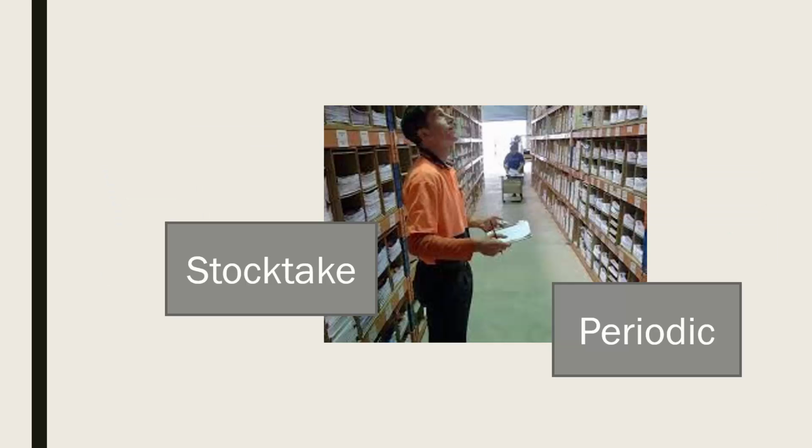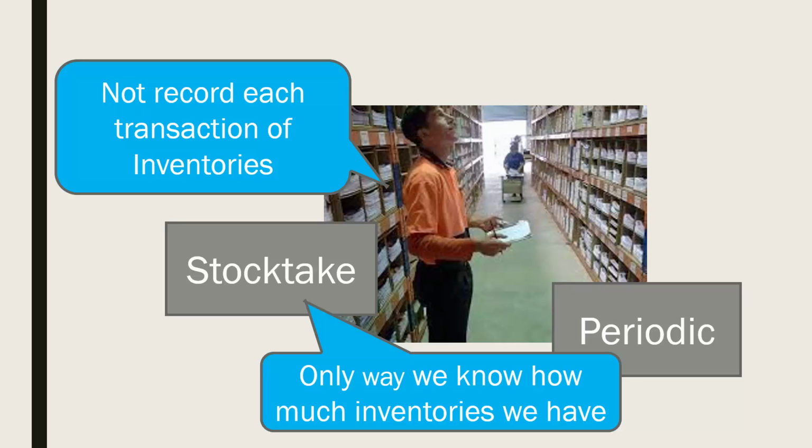On the other hand, the periodic method only measures inventories and calculates cost of goods sold periodically, not in real time. We do this by physically counting each item of stock at the end of each period. As we do not record each transaction of inventories as it occurs under the periodic method, the only way we know how much inventories we have is by counting them at the end of each period.